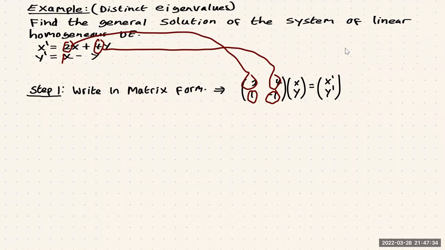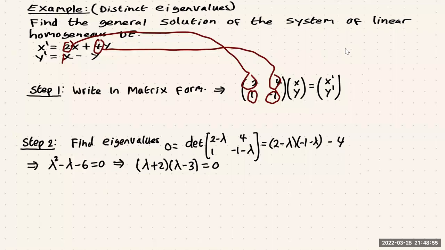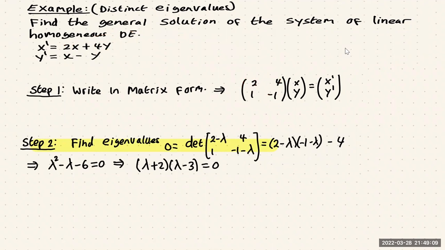Okay, now let's look at step 2. We need to find the eigenvalues. To find the eigenvalues, we'll be taking a determinant of this matrix here. And let me just explain how I got it up here. On the matrix above, the 2, 4, 1, minus 1, we're going to subtract lambda: 2 minus lambda up here, and then minus 1 minus lambda on the diagonals. That's how I got this guy down here.